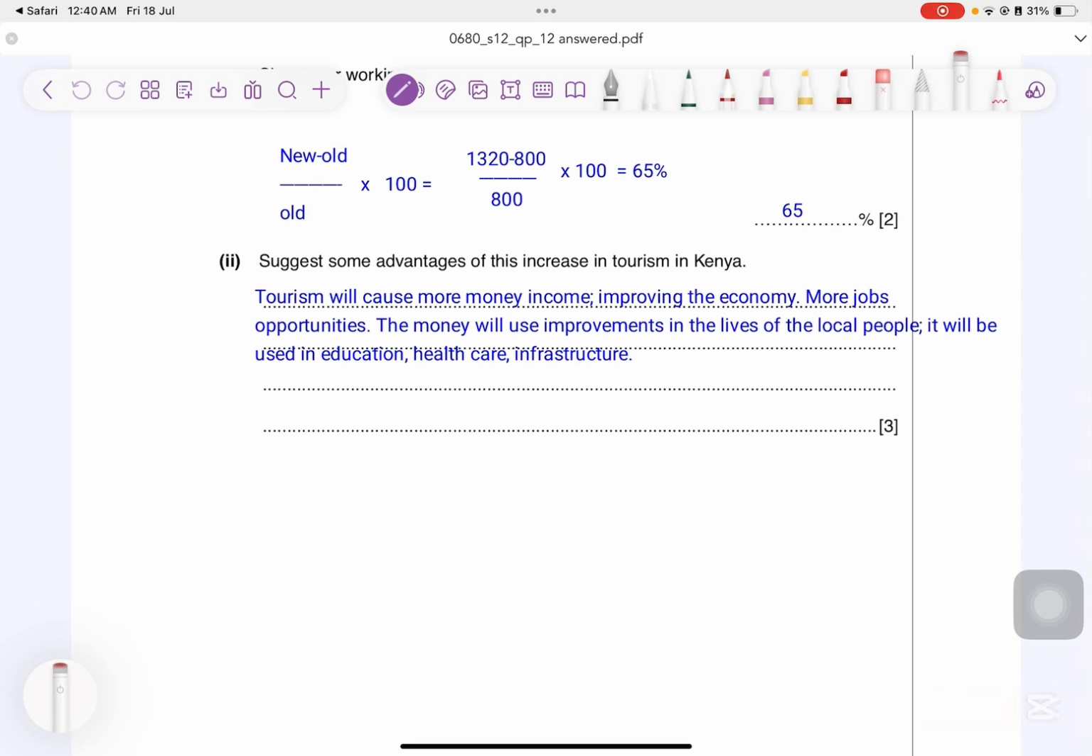Now some advantages of this increase in tourism in Kenya. The first answer that should come into your mind is an increase in money. More money income, which will improve the economy of the country. And when the economy is better, it's going to cause an improvement in the lives of the local people: education, healthcare facilities, and infrastructure. It also causes an increase in job opportunities. You can mention an example such as tourist guides.